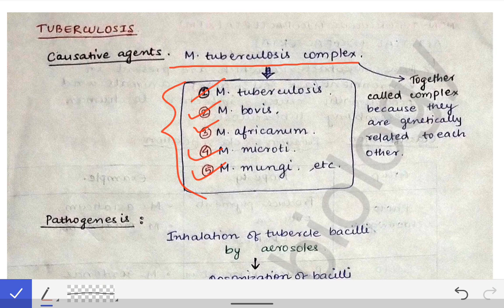So first you have to write Mycobacterium tuberculosis complex. Now the question arises: why are they called a complex? This is because they are genetically related to each other, and they all have the potential to cause similar types of tuberculosis. That's why they are together called the Mycobacterium tuberculosis complex. So whenever they ask you the causative agent of tuberculosis, you have to write Mycobacterium tuberculosis complex, not Mycobacterium tuberculosis only. After understanding this fact about the causative agents, next we will talk about the pathogenesis.